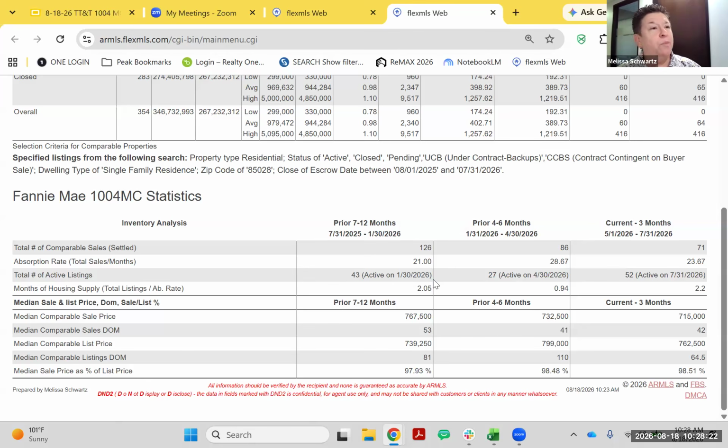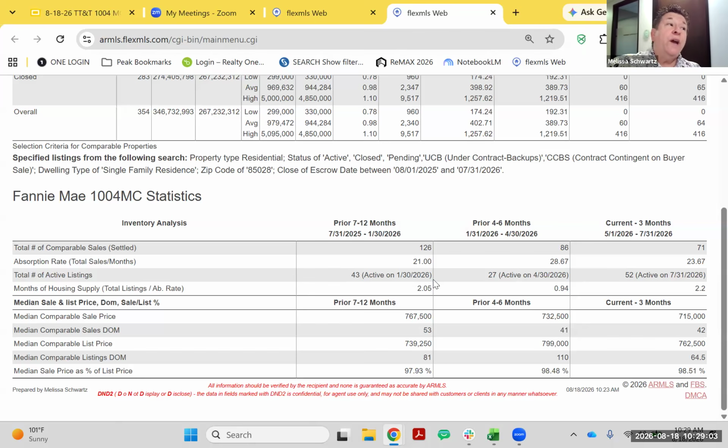So with 71 properties on the market, it would take us just over 2 months to clear those out if we had the buyers doing that, right? Okay, but the median sales prices you can see here, again, the median sale price, those are closed sales in this area. 7 to 12 months was at 767. Look at this drop, folks. 4 to 6 months was almost $40,000 less. And then the current 3 is 715. So we've dropped $52,000 since the beginning of the year to currently.